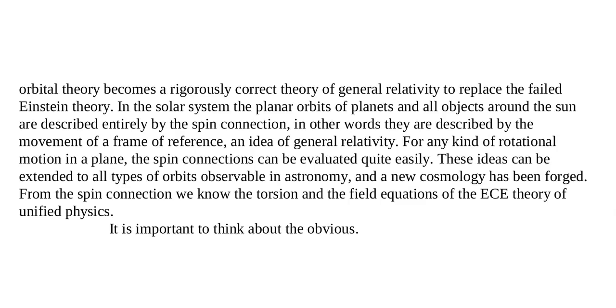In the solar system, the planar orbits of planets and all objects around the Sun are described entirely by the spin connection. In other words, they are described by the movement of a frame of reference, an idea of general relativity. For any kind of rotational motion in a plane, the spin connections can be evaluated quite easily. These ideas can be extended to all types of orbits observable in astronomy, and a new cosmology has been forged. From the spin connection, we know the torsion and the field equations of the ECE theory of unified physics. It is important to think about the obvious.